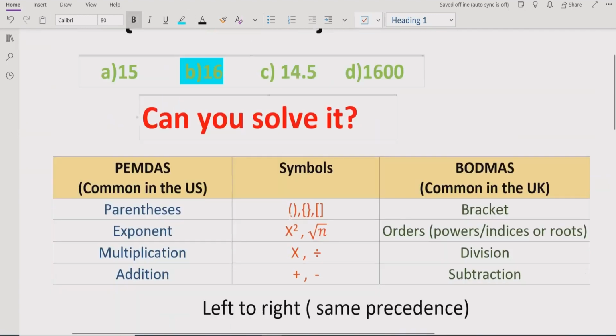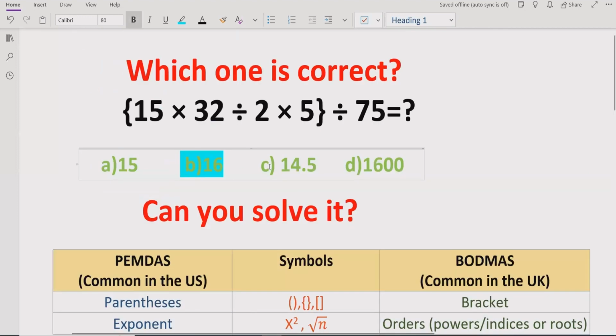I hope you understand how you can solve this type of expression using the PEMDAS and BODMAS method.